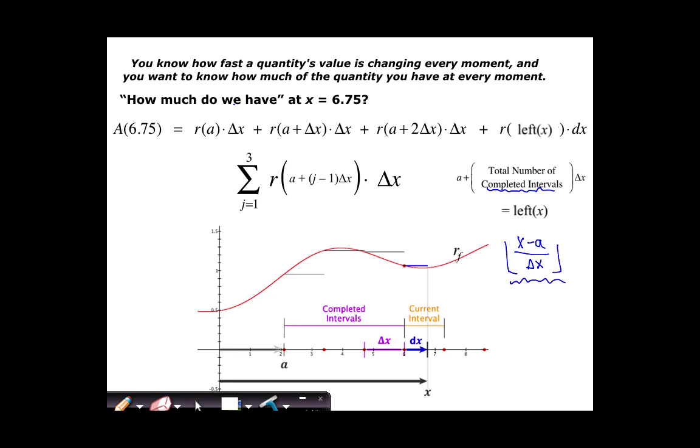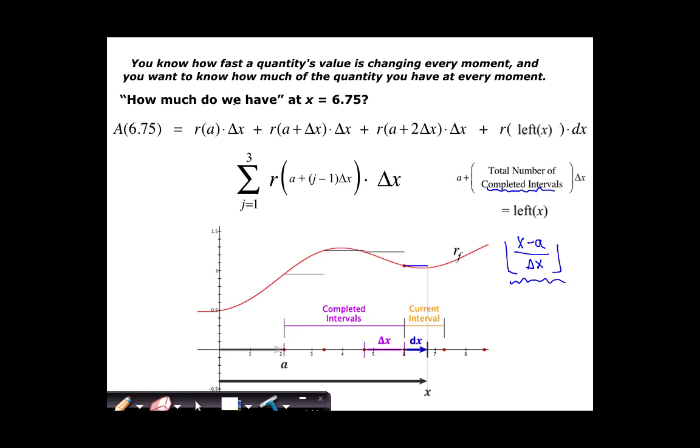There is a ceiling function also, by the way. We don't use it for anything, but it rounds everything that's between whole numbers up, and it's just the reverse, top half of brackets. Interesting fact that's not useful for class, but just in case you're curious, it does exist. So a plus big mess times delta x is the same as left of x.